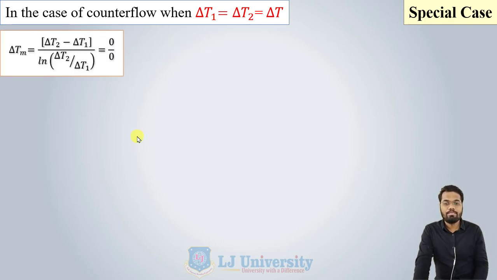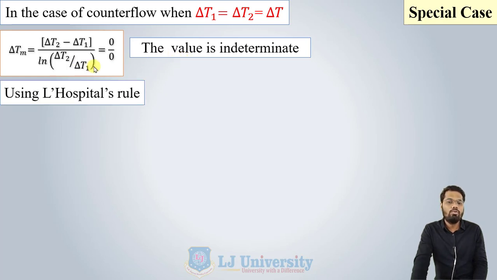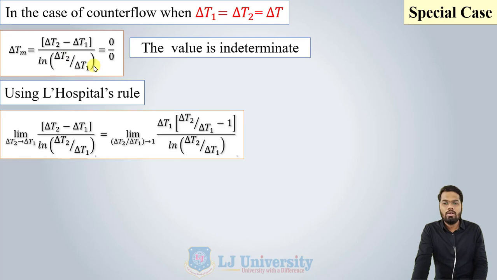So at that time, in the equation of logarithmic mean temperature difference, if delta T2 and delta T1 are the same, then this term will become 0, as well as the denominator becomes 0. So it is 0 by 0, so this value is going to be indeterminate. So at this time, we have to use L'Hospital's rule. So putting the limit delta T2 tends to delta T1, the value of delta T2 is just going to be nearby delta T1.